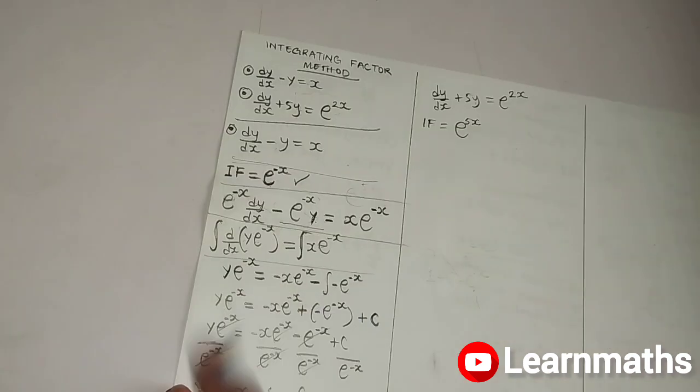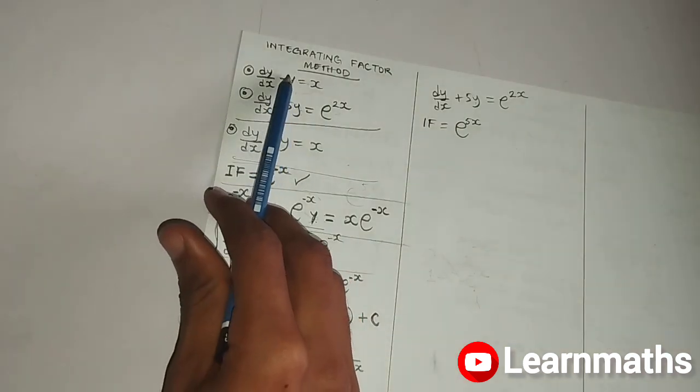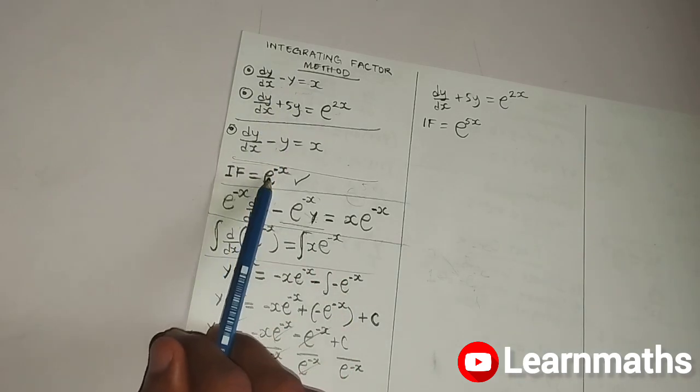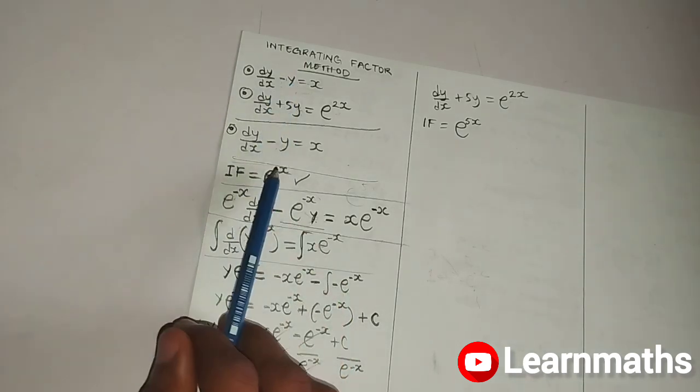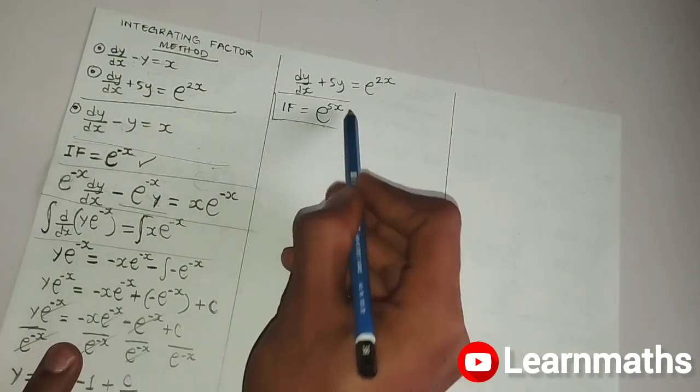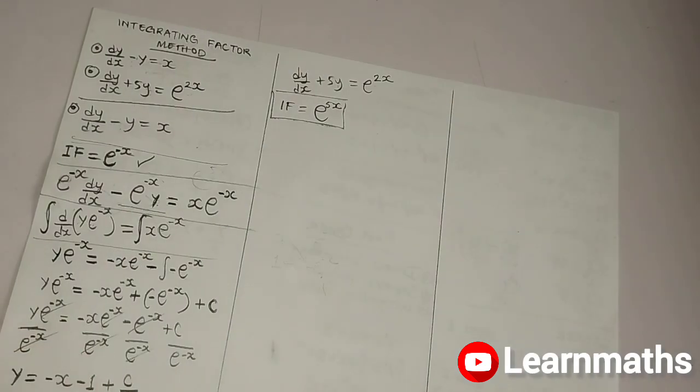Previously, the coefficient of y was negative 1. That's negative 1 right there. So our integrating factor became e negative 1x, negative 1x. Now this is 5x. We have gotten the integrating factor. That's step 1, right? Now what's the second step?